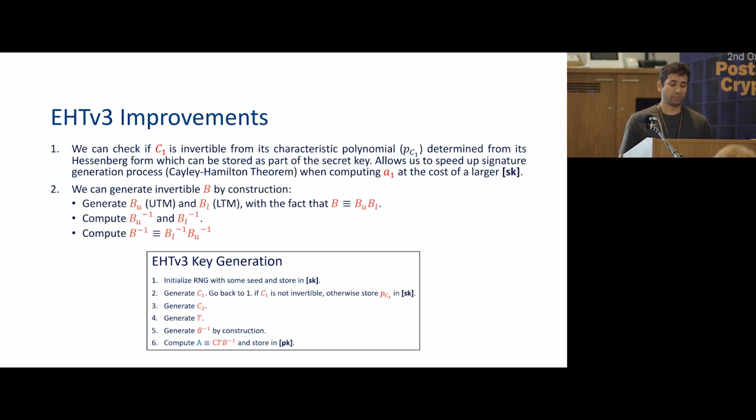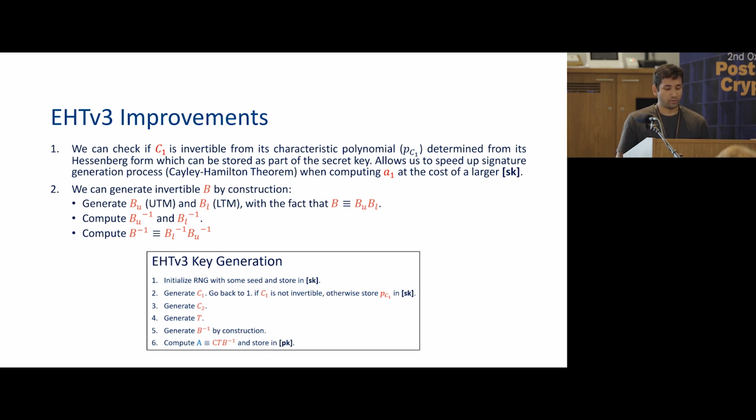Some general improvements we have made to version 3 is that we can check if C1 is invertible from its characteristic polynomial, which I'll denote as PC1, determined from its Hessenberg form, which can be stored as part of the secret key. It allows us to speed up the signature generation process by applying the Cayley-Hamilton theorem when computing A1, at the cost of a larger secret key.